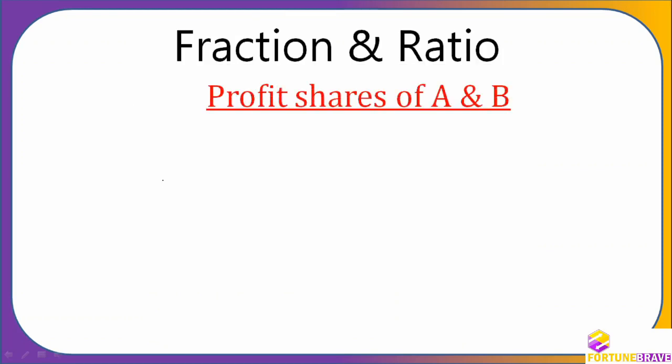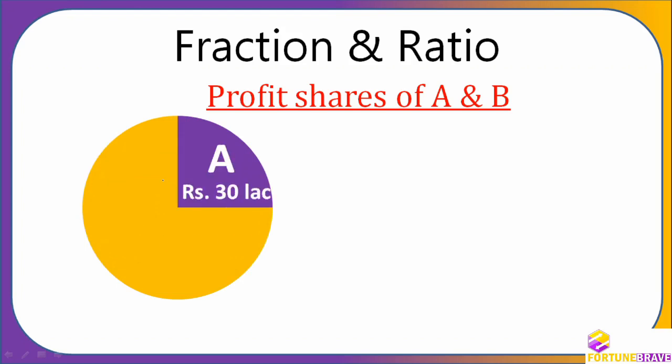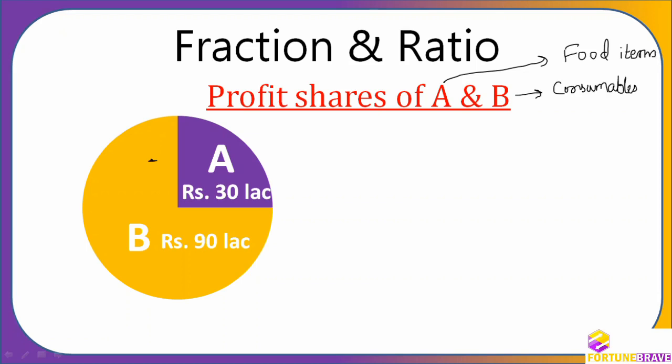Now we are going to understand the relationship between a fraction and a ratio. Say for example, we take the profit shares of A and B. These are two verticals, meaning departments. Say A is selling some food items, and B is selling maybe consumables. So if there are two verticals in a company and these are the profit shares, the total profit is so much, and A will contribute this much profit and B will contribute this much profit.